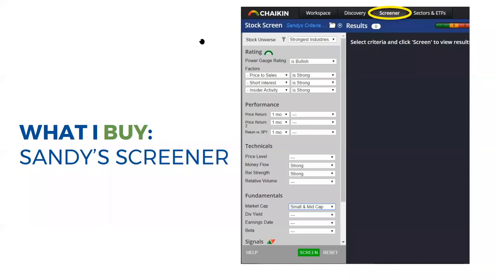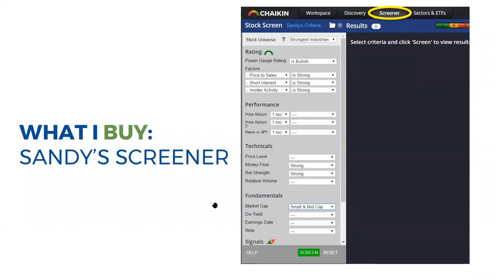I don't even want to consider a stock that's not in one of those strongest groups, because the research has shown that you have a much higher probability of success going with stocks in the strongest groups. So that's the first criteria. Then obviously I want a power gauge rating that's bullish. And then remember those three factors that I highlighted on the 20 factor power gauge rating chart. I want those all to be strong. And then remember that classic bulls chart that stated strong money flow and strong relative strength. So I put those in here too. And then I've been looking primarily for small and mid-cap stocks because they've been outperforming. These are what I use to find these kind of hidden gem stocks.